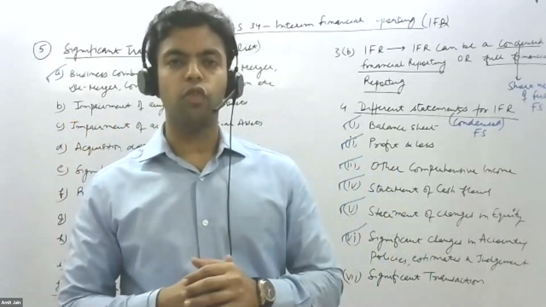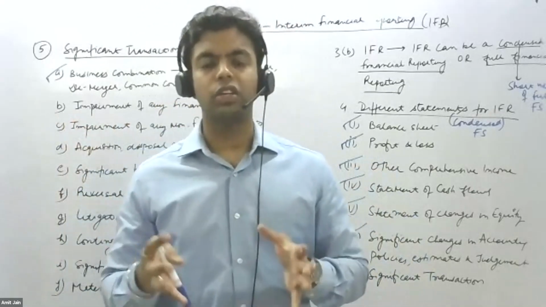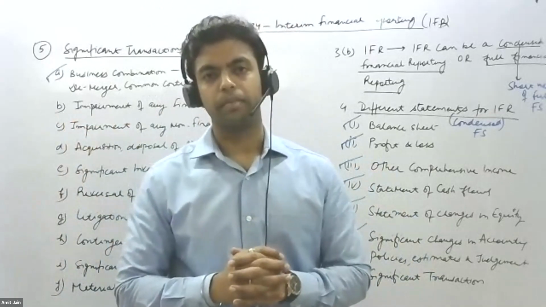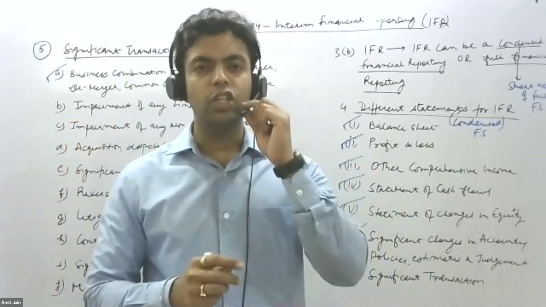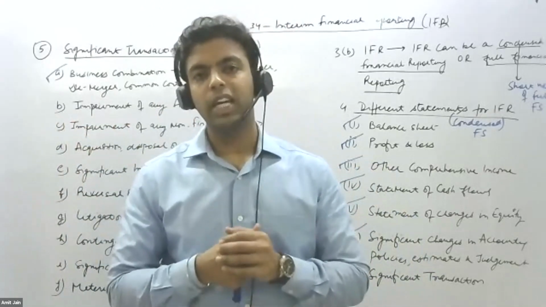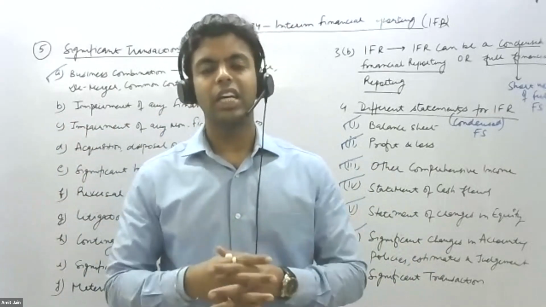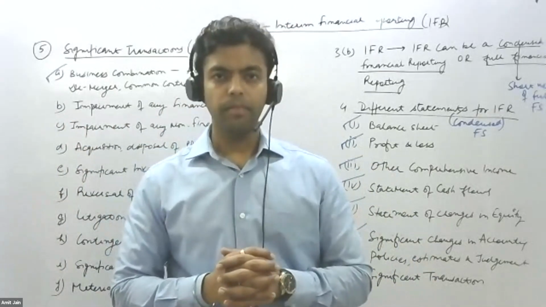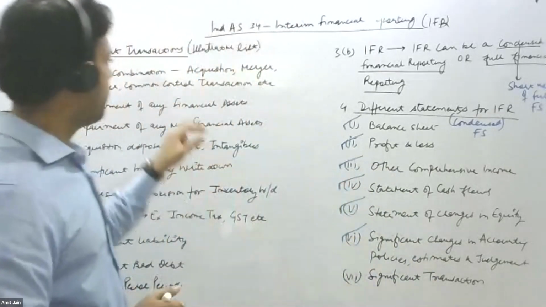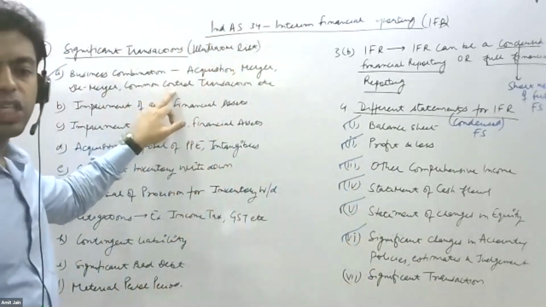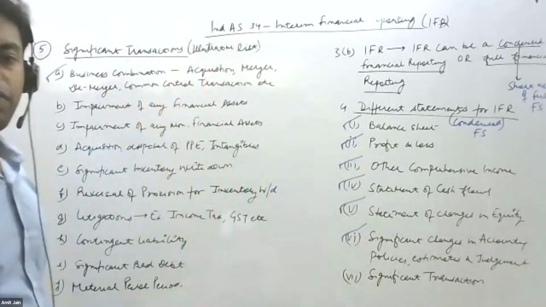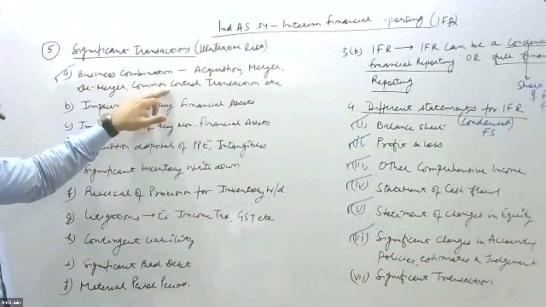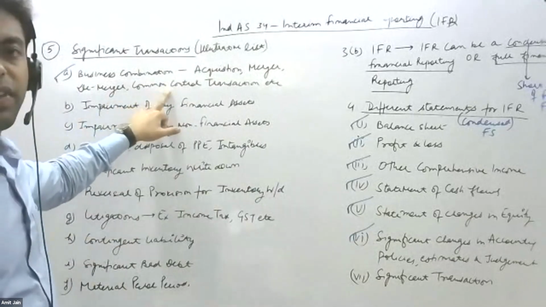But if it is in the nature of a common control transaction, what is common control? Common control means the transaction which has happened within the group of the company, right? In case of common control, the accounting will again be governed by Ind AS 103, and it says that the accounting is in the form of book value accounting. It's not fair value accounting, right guys? So that is a business combination. So if there is any business combination, acquisition, merger, or demerger, that will be accounted for or disclosed in the interim financial reporting, right?